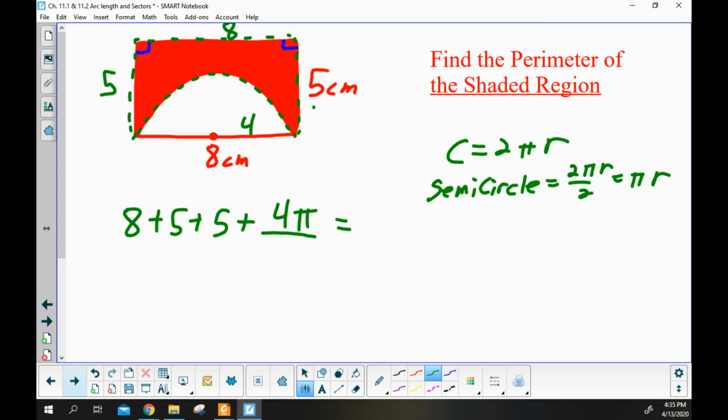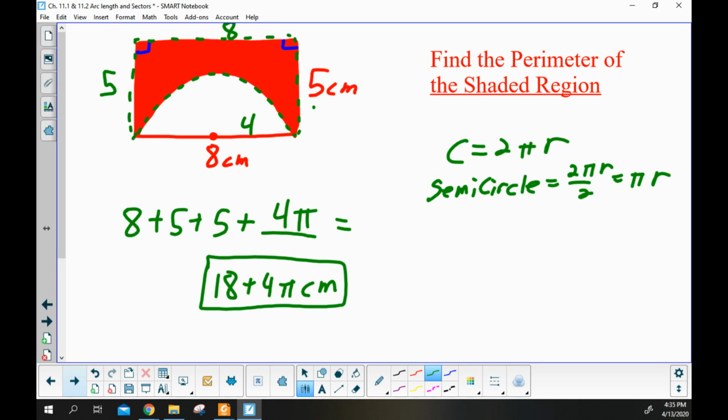Well, now my perimeter in this case is 8 plus 5 plus 5, that's 18, plus 4 pi. Since we're dealing with centimeters, that right there is my exact answer. If you want to do the calculations with decimals, you can put them together, that's fine. But since they are not like terms, that's what we have to leave it as. So it's 18 plus 4 pi.